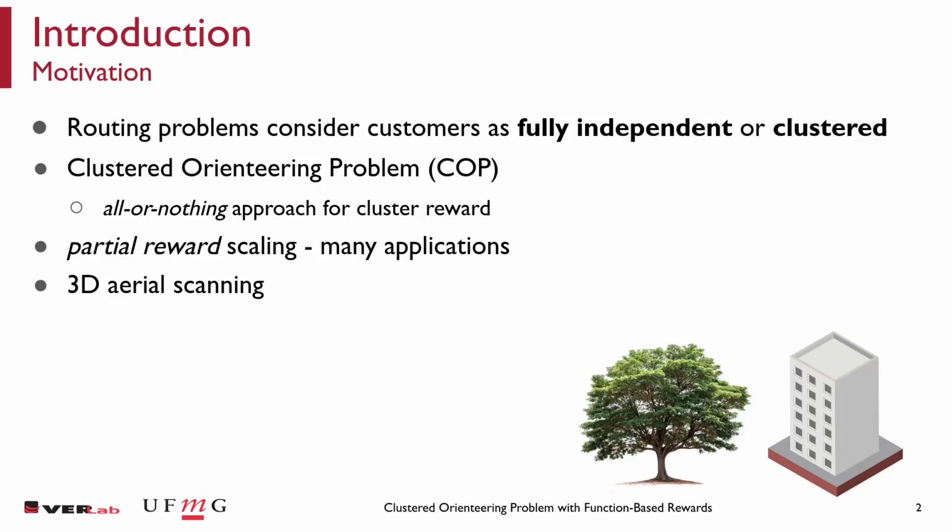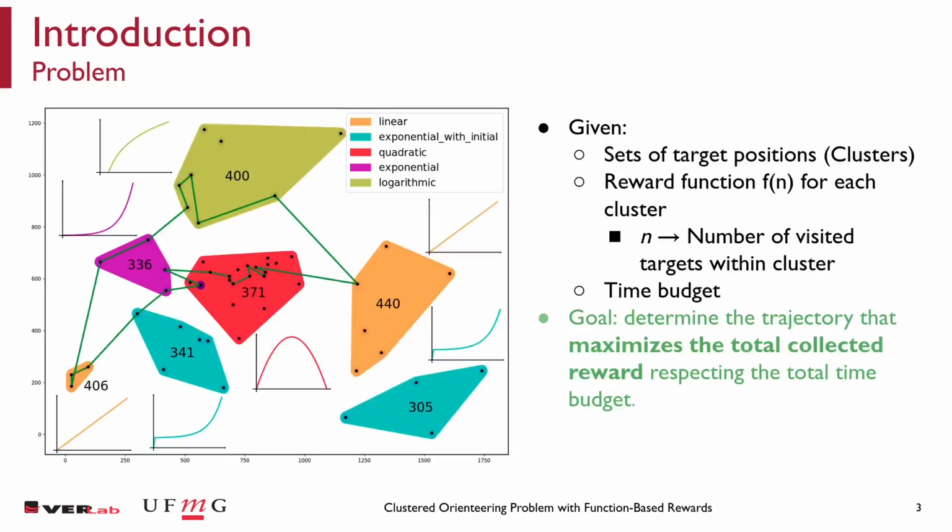For example, in 3D aerial scanning, scanning a tree is way different than scanning a rectangular building, even if they are of the same size. To describe our problem more formally, we are given a set of target positions, which are clustered, and a reward function for each cluster. The reward function scales with the number of visited targets within the cluster, and we are given finally a time budget. Our final goal is to determine a trajectory that maximizes the total collective reward respecting the total time budget. So this is an optimization problem.